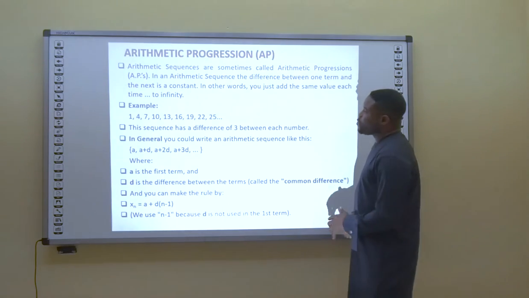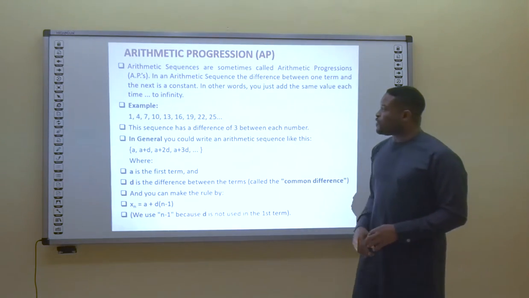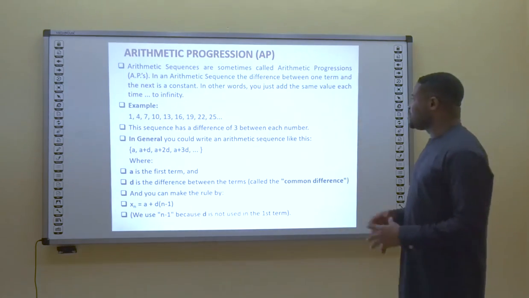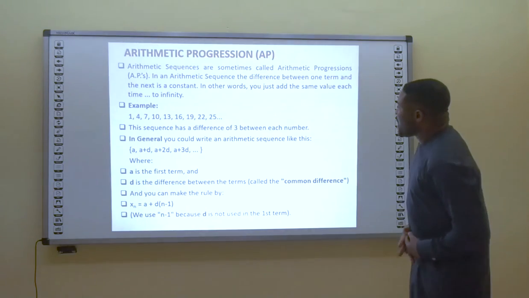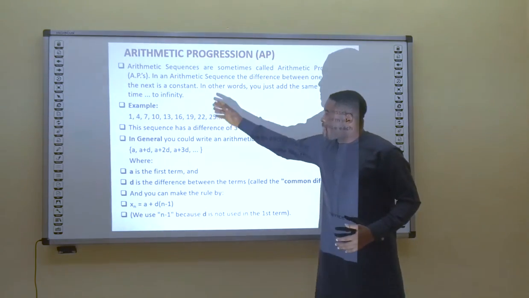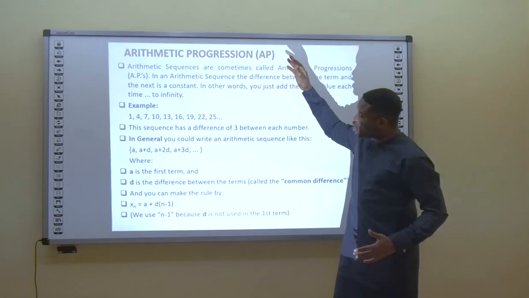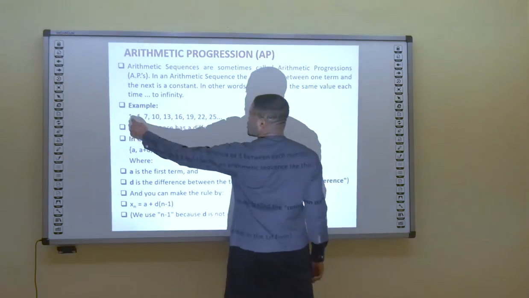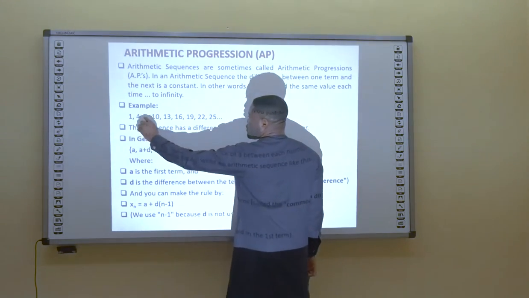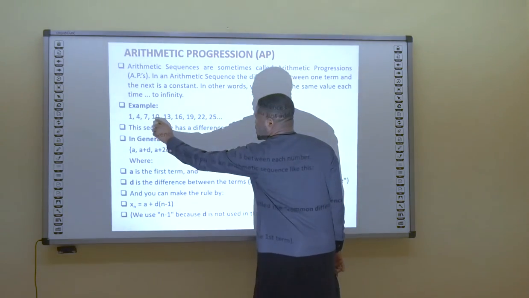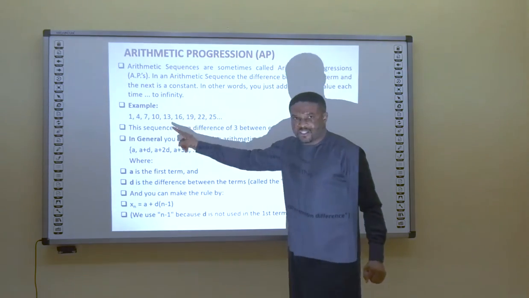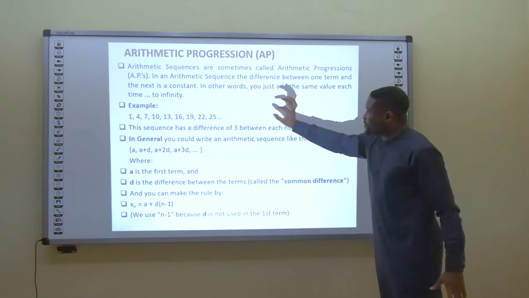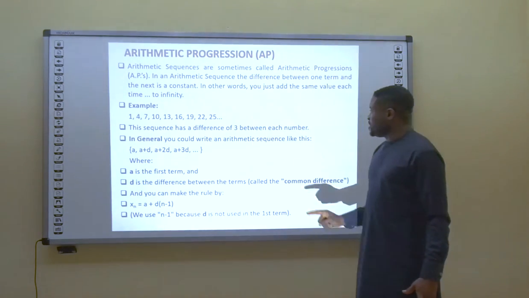So for instance, we have these numbers 1, 4, 7, 10, 13, 16, 19, 22, 25. Now, this is a sequence. And if you look at it carefully, you see that the common difference between these numbers is 3. Because when we add 3 to 1, we arrive at 4. Add 3 to 4, we arrive at 7. Add 3 to 10, we arrive at 13. Add 3 to 13, you arrive at 16, and so on and so forth. So the common difference in this sequence is 3.